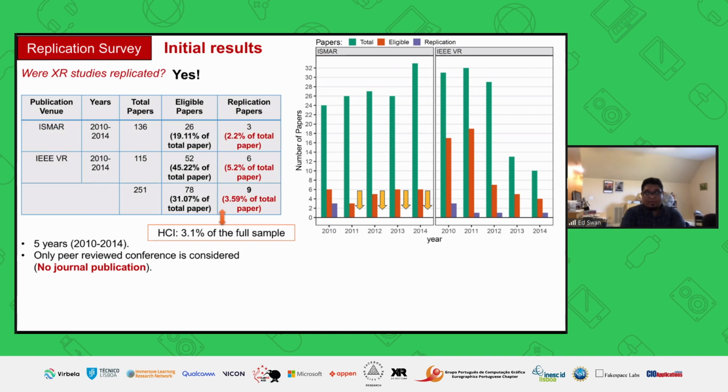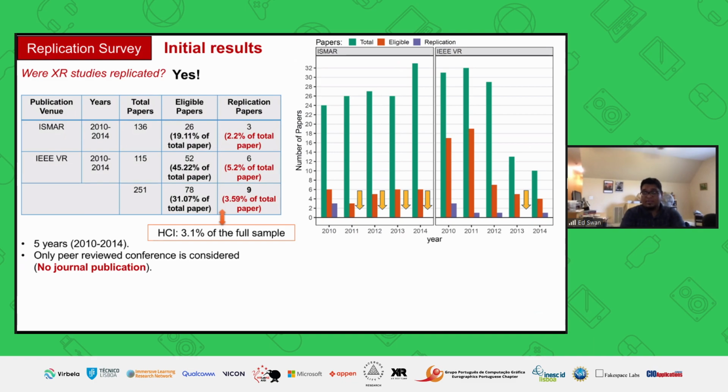Then, if you look at IEEE VR, in 2013, we don't have any replication papers, but each year we have at least one paper we found as a replication paper. However, if you look at this bar graph of IEEE VR, in 2013 and 2014, you can see the total paper number is very low.